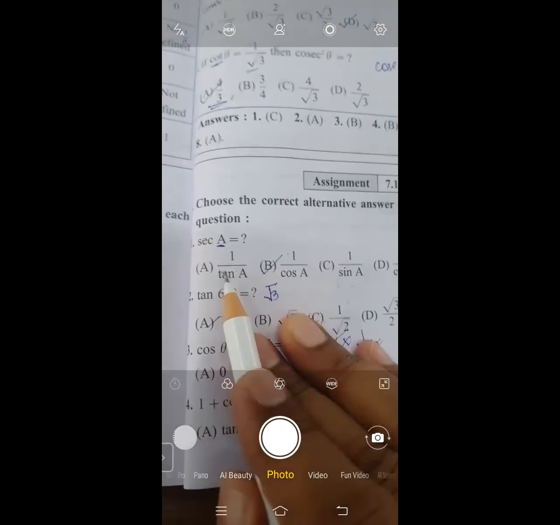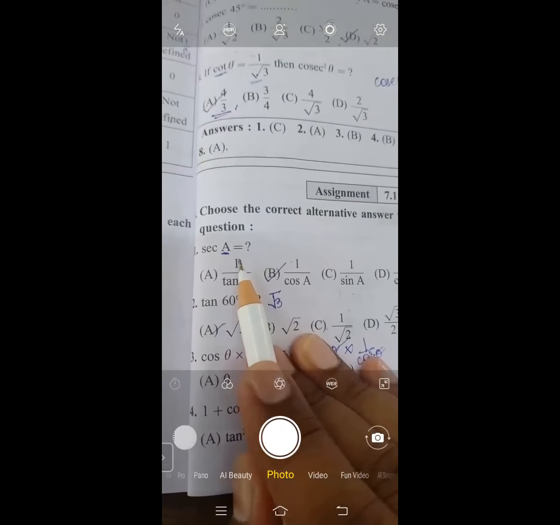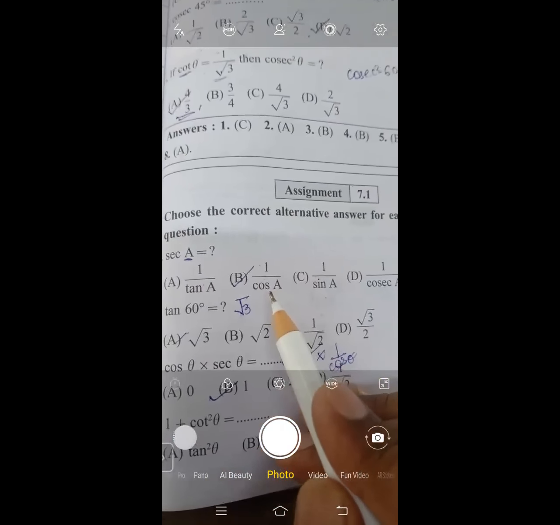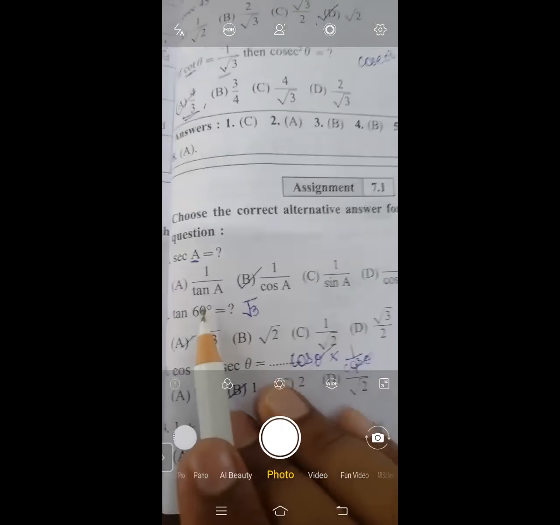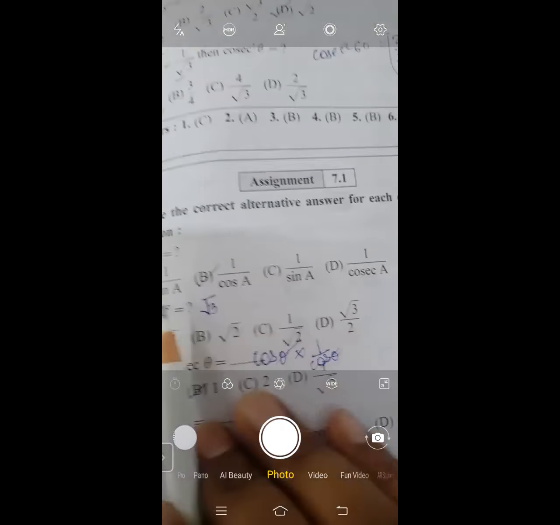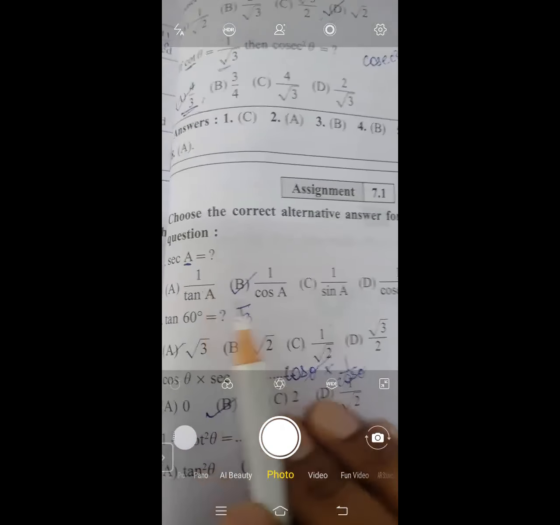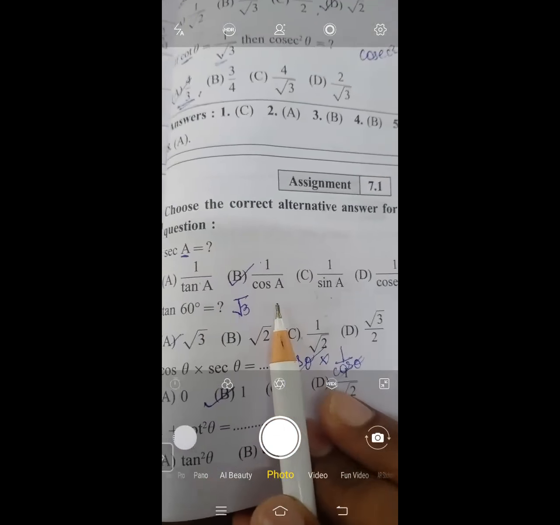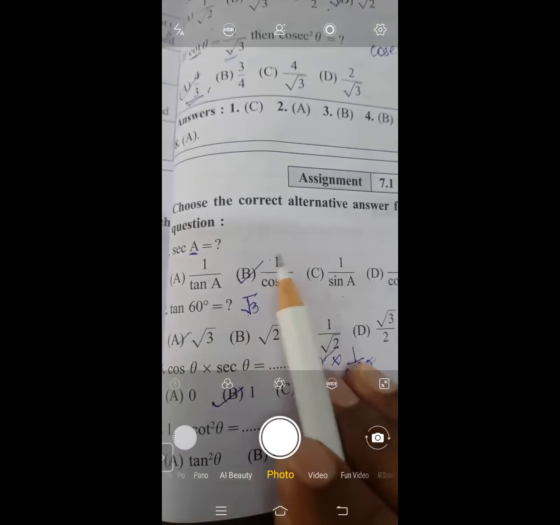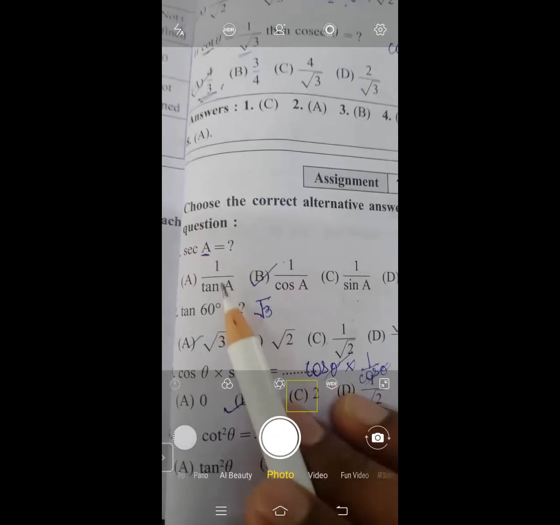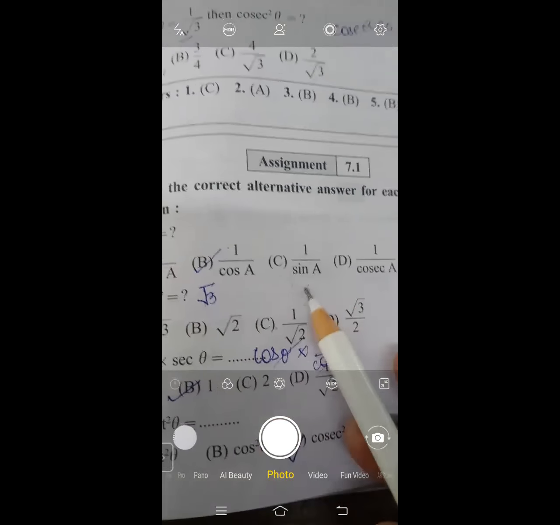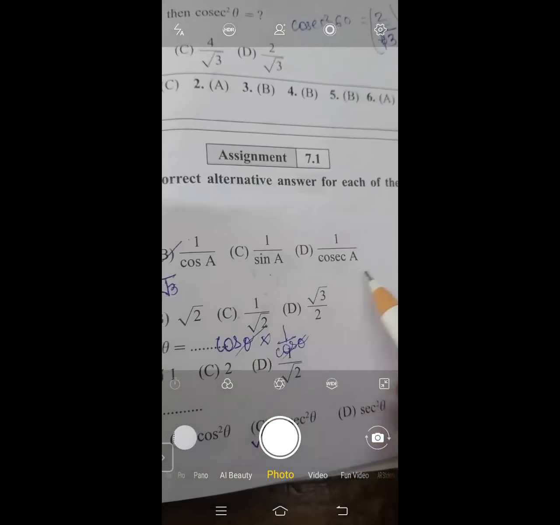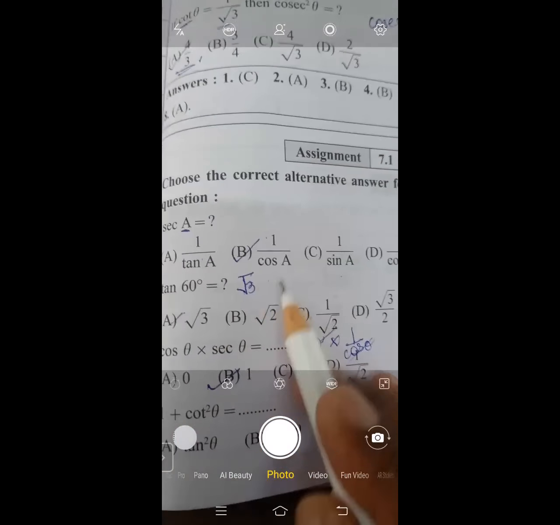Yes, we will just revise from this. What is sec A? Sec A is equal to 1 upon cos A. Go through all four options and you can see that it is equal to 1 upon cos A. This is the right option. It is not equal to 1 upon tan A, neither is it 1 upon sin A, and it is not 1 upon cosec A. So the right option is 1 upon cos A.